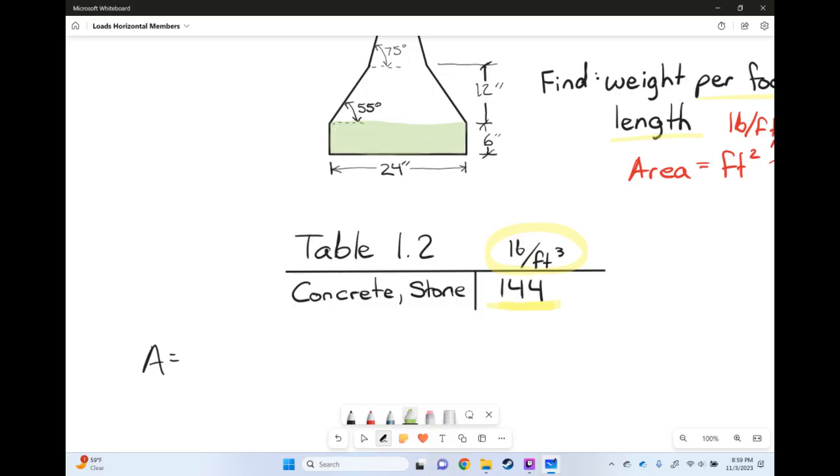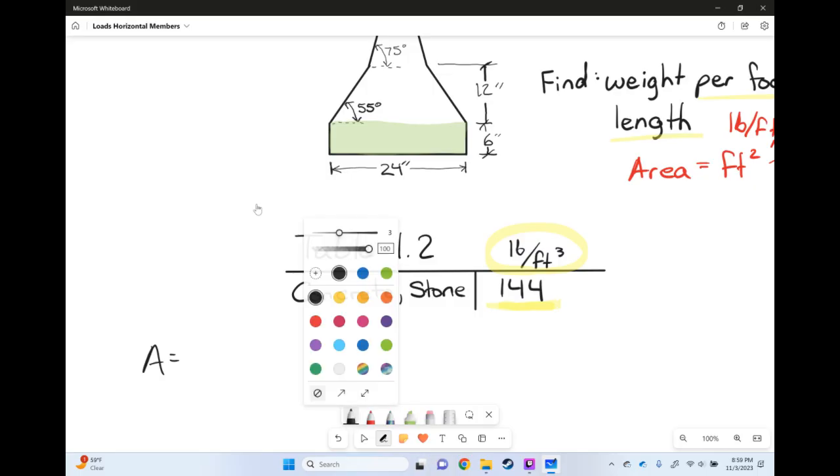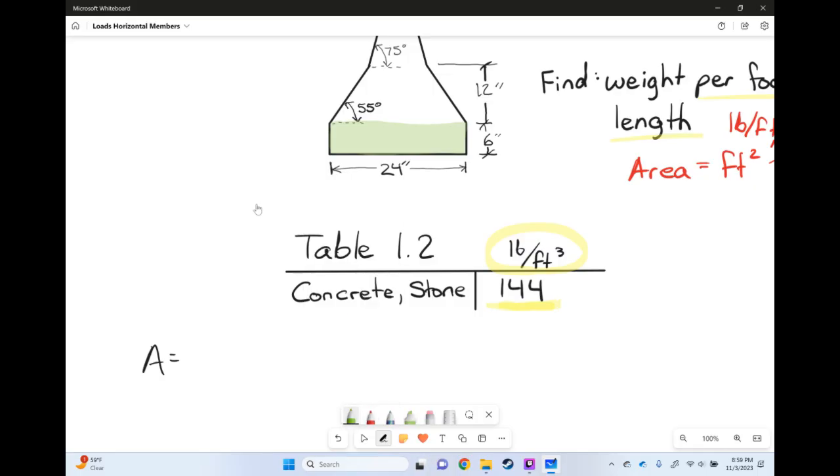That is simply going to be base times height. We'll color code our stuff as well. The base is 24 inches by 6 inches. It's very important to remember that we wanted area in feet squared, so remember that we are doing things in inches and we're going to have to convert later on. So that's the area of the rectangle.